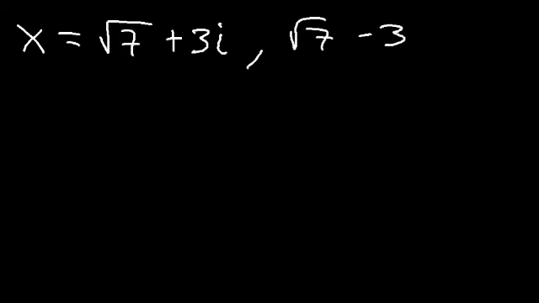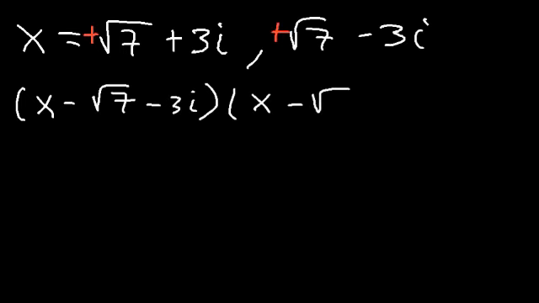Now, what if you were to see something like this? X is equal to the square root of 7 plus 3i. What's the other answer? The other answer is going to be root 7 but minus 3i. So let's go ahead and convert this into a quadratic equation using both techniques. So this is going to be, since we have a positive in front of the radical 7, x minus root 7 minus 3i and x minus root 7 but plus 3i. So let's FOIL it the long way.